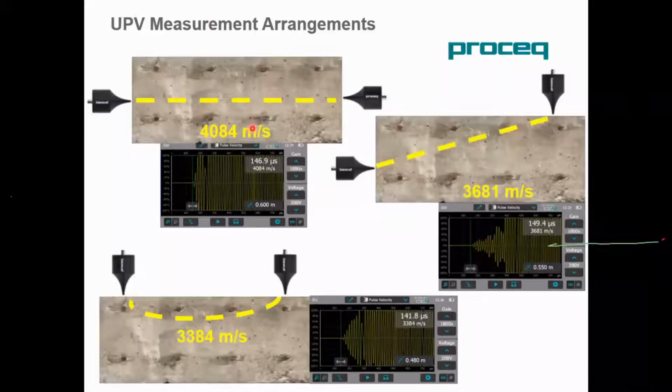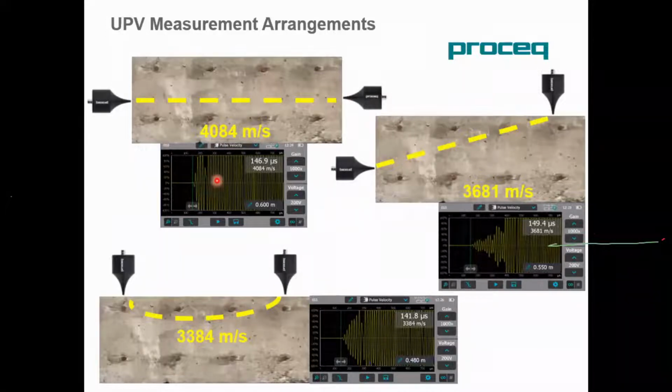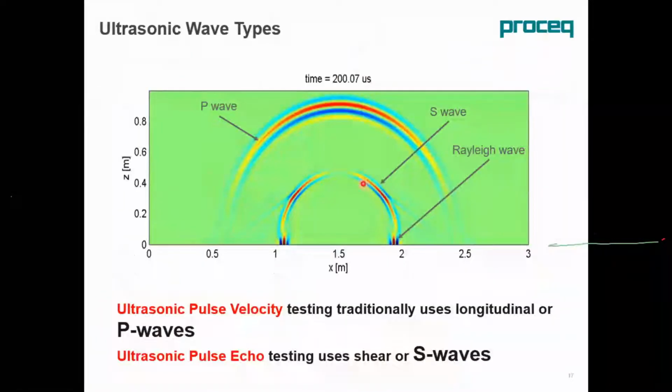Also, if you look at the waveform here as compared to the semi-direct and indirect, you can see the amplitude is much higher, meaning the signal strength received is much stronger. Now, let's look a little in detail at the ultrasonic wave types.